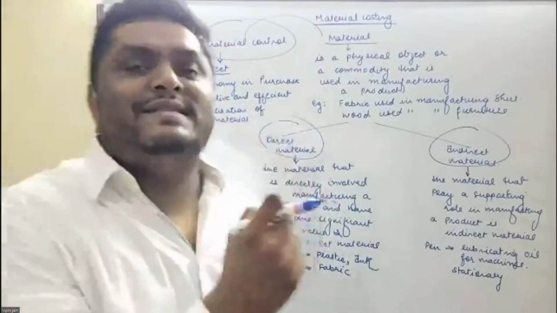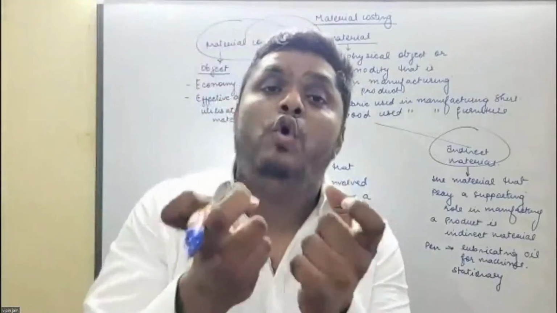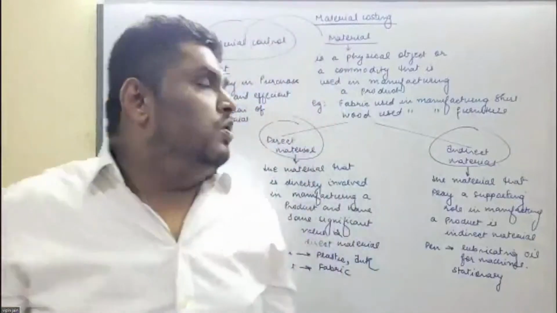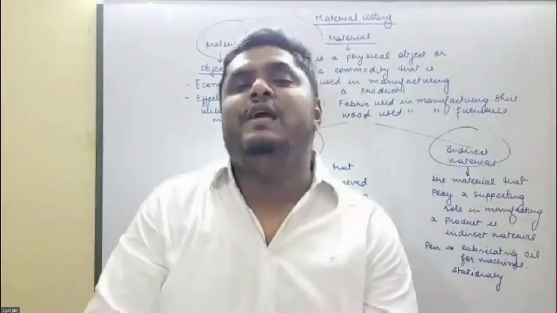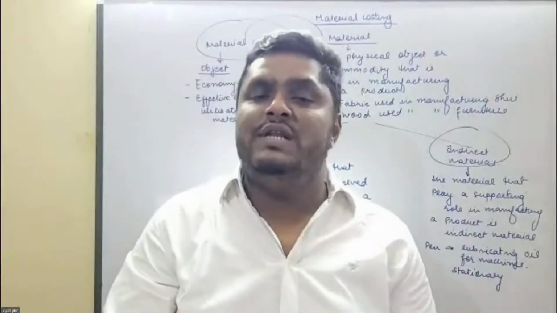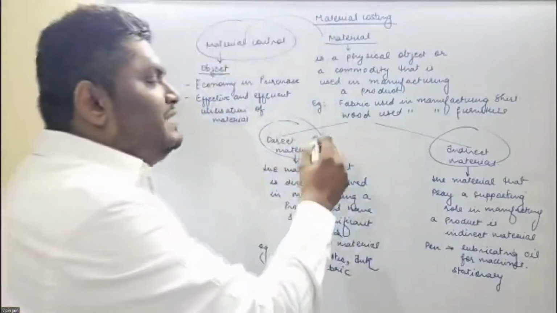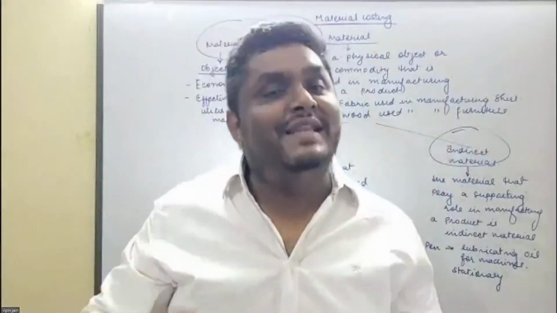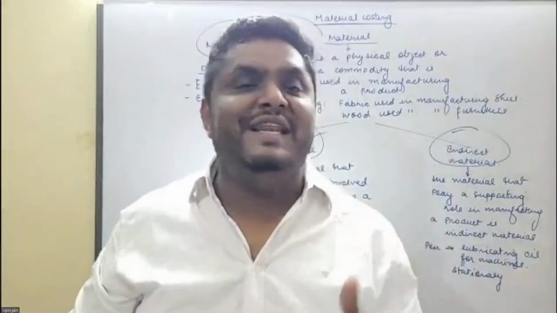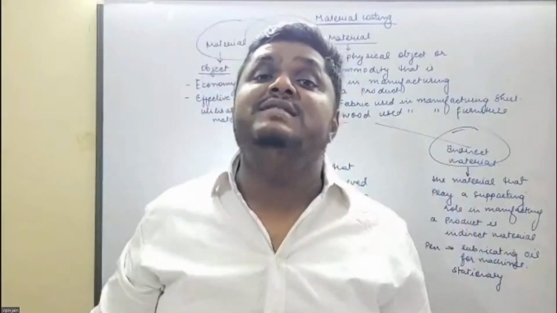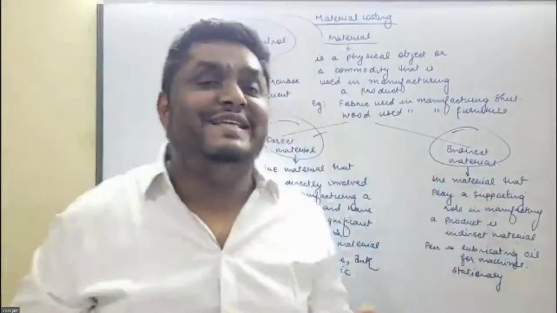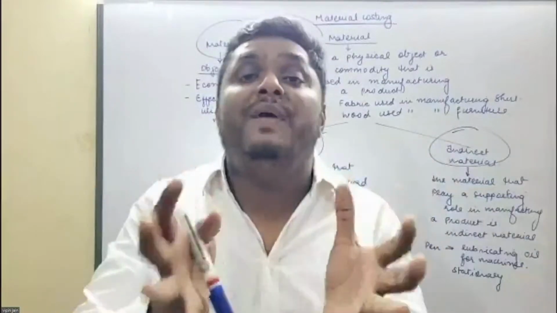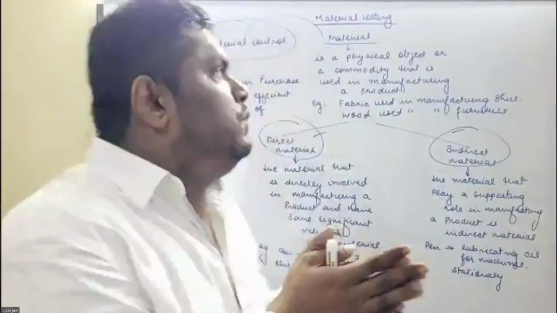We do this whole exercise because it's the major cost element in the total cost of the product. So material is a physical object or a commodity that we use in manufacturing a product. It can be classified in two parts, direct and indirect material. The material that is directly involved in manufacturing a product is direct material. The material that plays a supporting role in manufacturing a product is indirect material. Since this material is the major cost element, proper, adequate management attention is required.